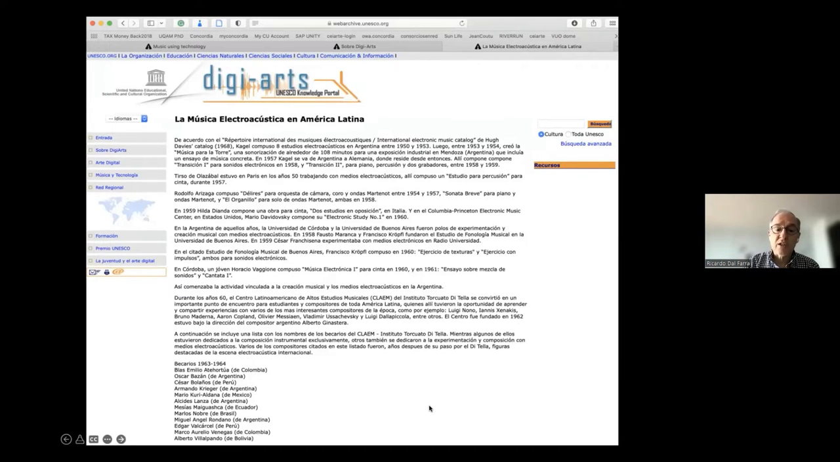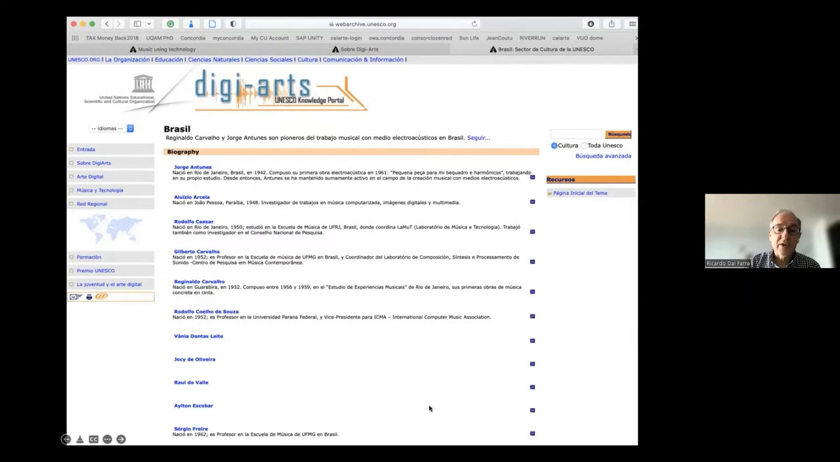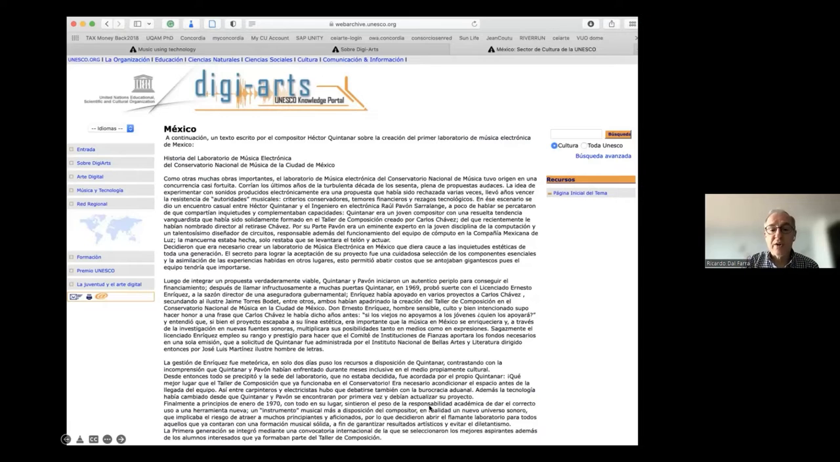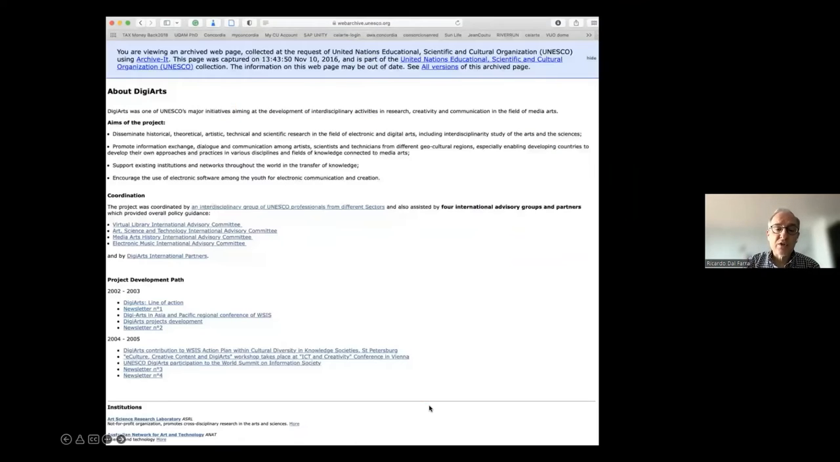this DG Arts project. In this section about the electroacoustic music in Latin America in Spanish, once again, or specific sections with different names, many, many names, hundreds of names, from Brazil, from Mexico, and from many other countries. So this information, you can still find it, but it's very difficult to access. So one of my points here is just that, as you can see, you are viewing, again, an archive web page, et cetera, et cetera.